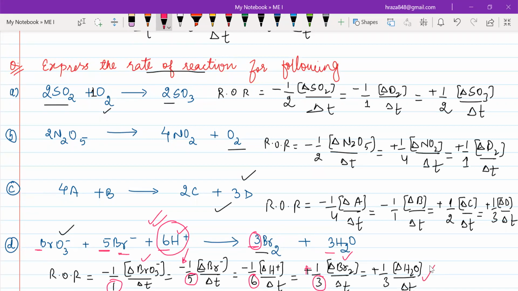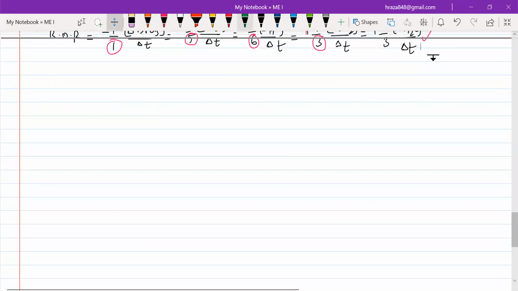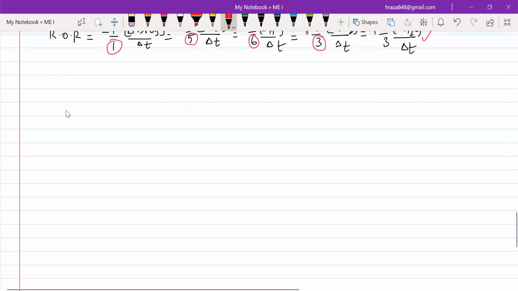Okay. Can you change the slide? Yes. Everyone, now come to the next topic, that is rate law. What is rate law? So first of all, I'm going to write it. Please do write with me.